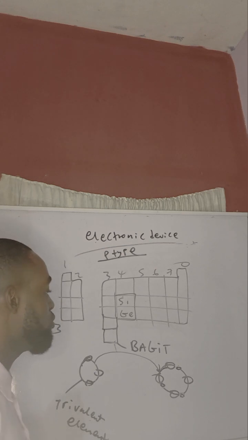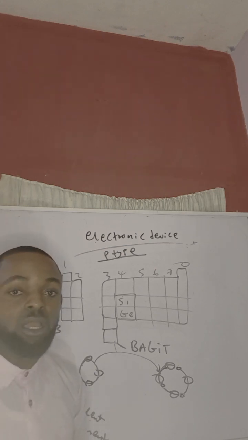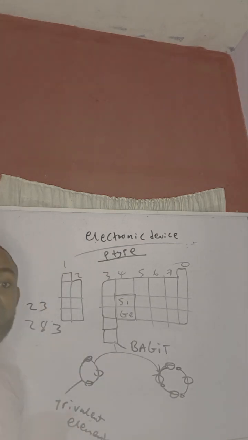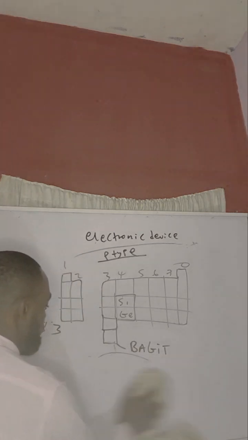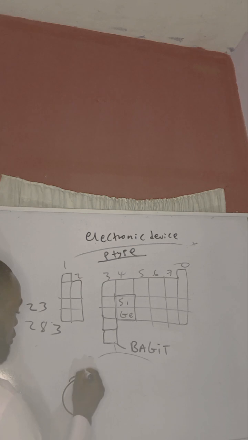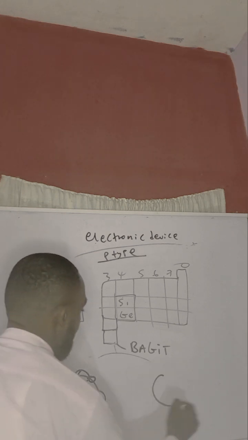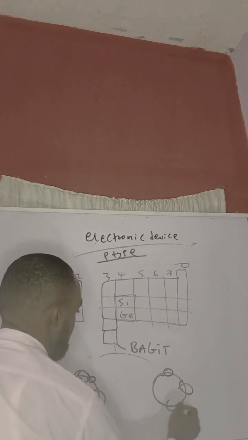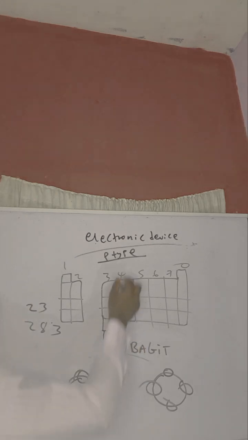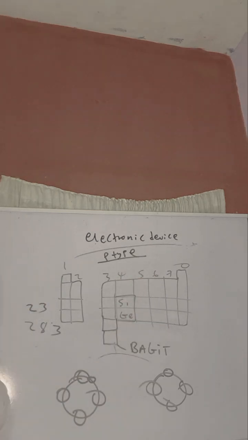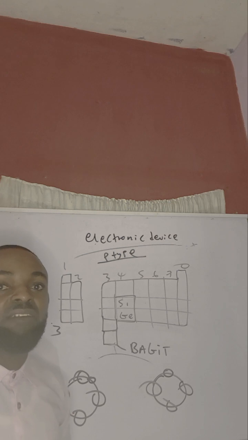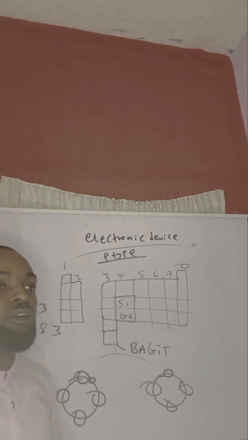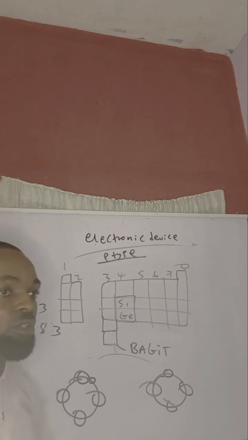So from this, we now move to n-type semiconductor. N-type semiconductors are formed by adding a pentavalent element to a semiconductor. Pentavalent means an element in group 5 of the periodic table.